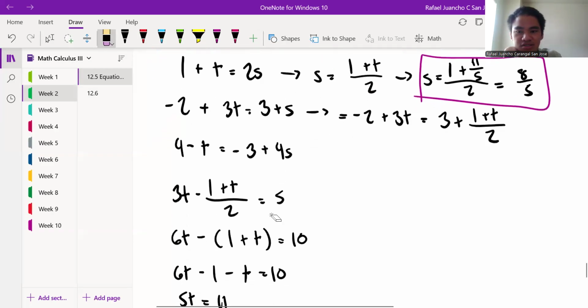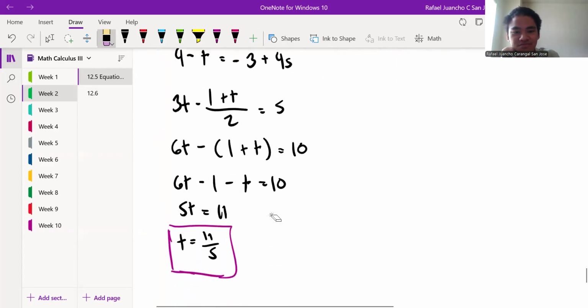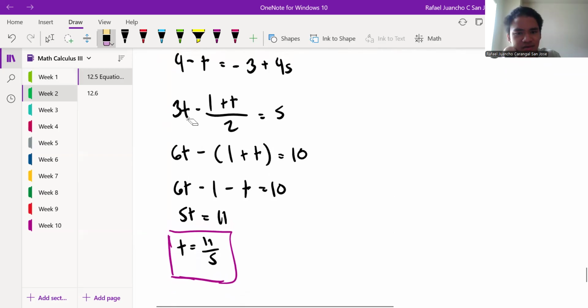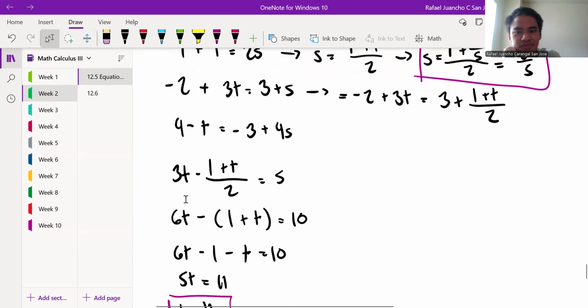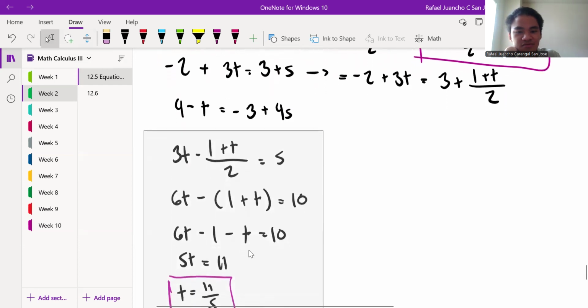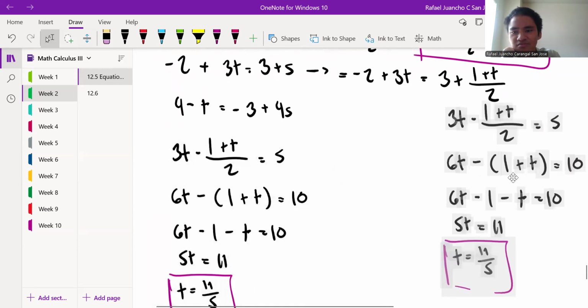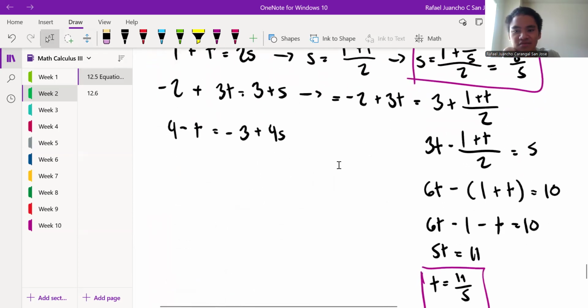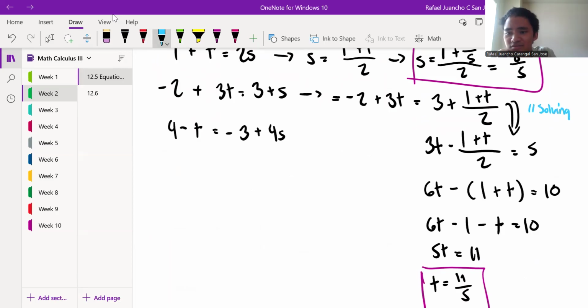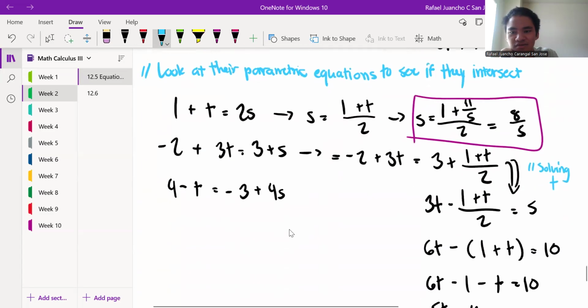Oh, this is unorganized. How do I make it more organized? Maybe I'll put it here. This is solving for t basically. So that's solving for t. And this is solving s.